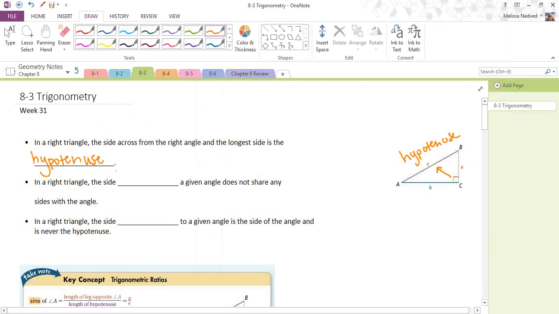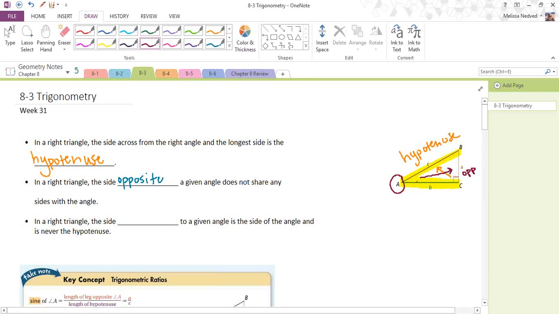That's not new. Now, in a right triangle, the side opposite a given angle does not share any sides with the angle. So we're going to talk about the opposite side a lot today. It's going to change based on what angle I'm looking at. Let's say I'm looking at angle A. I'm going to highlight angle A here. If I'm looking at angle A, I'm going to circle it here, then the opposite side is the side that does not get highlighted. That would be this little angle, or lowercase a there.